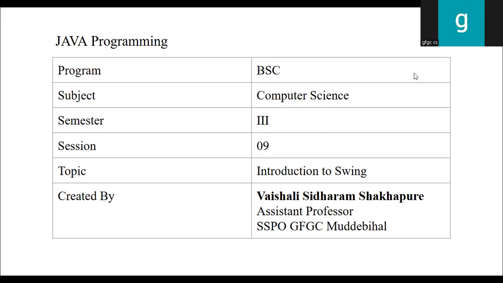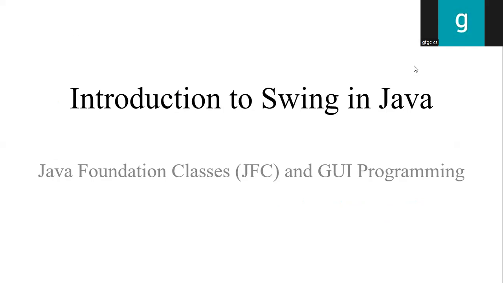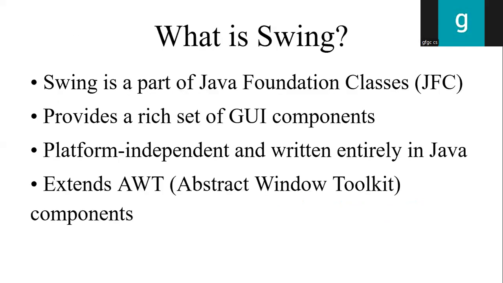The next topic is Introduction to Swing in Java. I am going to explain Java Foundation Classes and GUI programming in this session. What is Swing? Swing is a part of the Java Foundation Classes, called JFC. It provides a rich set of GUI components, is platform independent, and is written entirely in Java. It extends the AWT, Abstract Window Toolkit, components.